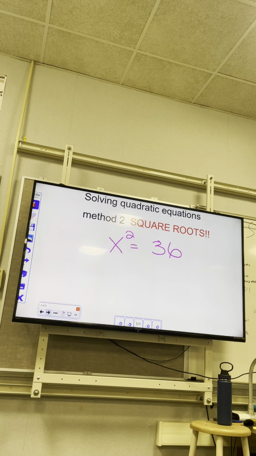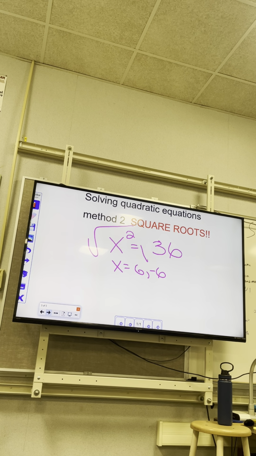What do you get? Anyone brave enough to tell me? 6. Yeah, you got it. X equals 6 and -6. How did I get that? I square rooted this side and I square rooted that side. That was my jail. We got rid of the squares, and I got this guy.